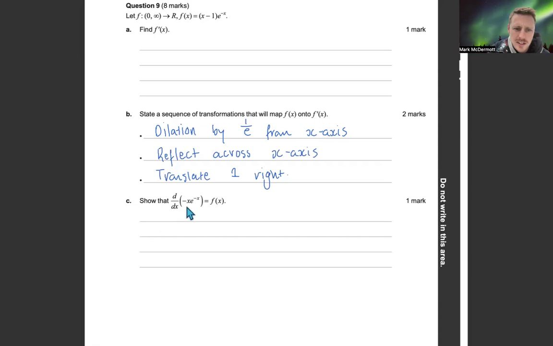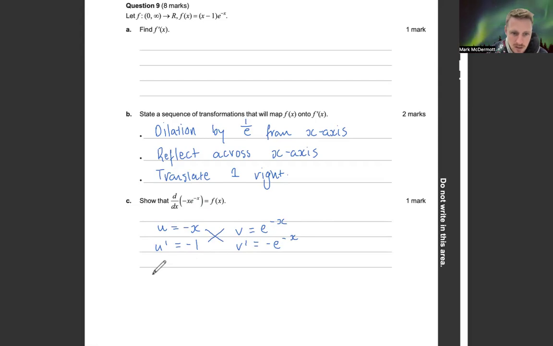All right, show that d/dx of negative x e to the negative x equals f of x. So again, to me, this is just a product rule question. u equals negative x, u dash equals negative 1, v equals e to the negative x, v dash equals negative e to the negative x. Okay, product rule, this times this plus that times that.